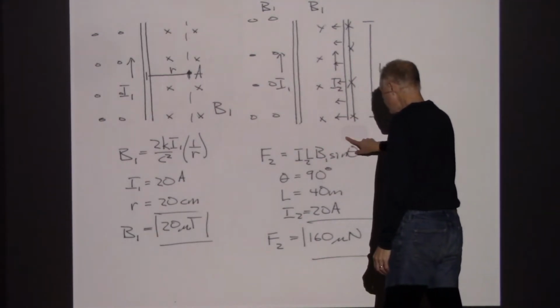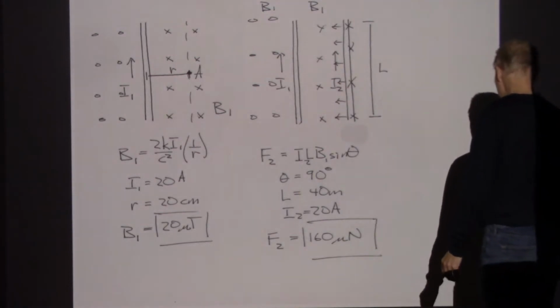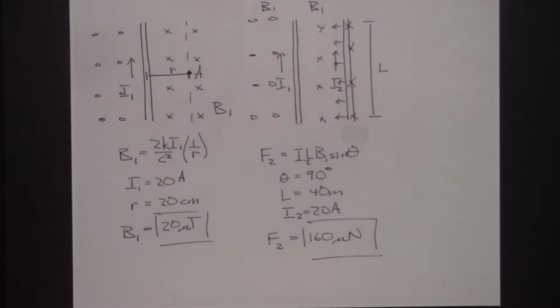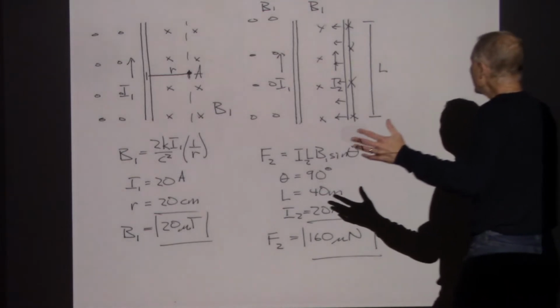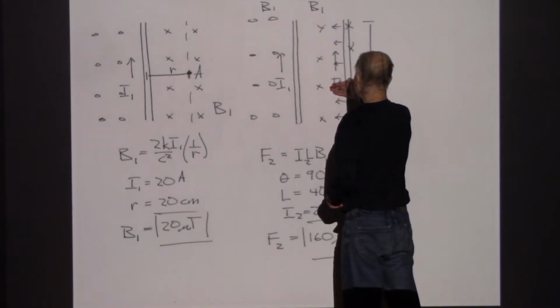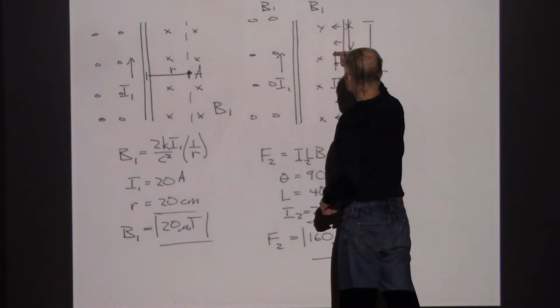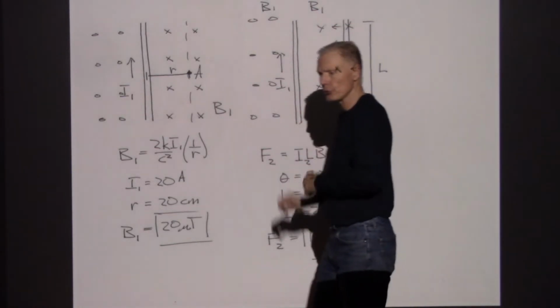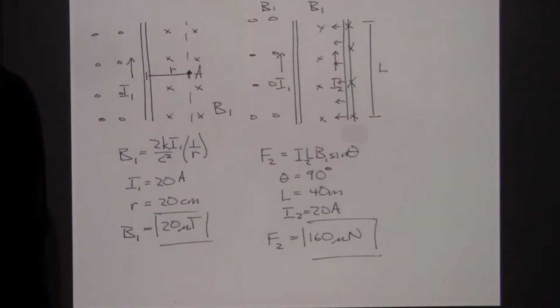So now I'm plugging into this formula and I'm ending up with 160 micronewtons. So not an especially large force. And that 160 micronewtons is spread over 40 meters. So it's not much of a concentration of force if I'm only getting 160 micronewtons spread out over 40 meters of length of wiring. But here are all the force vectors. I drew all these little vectors in. Those are all the forces along the length of the wire.